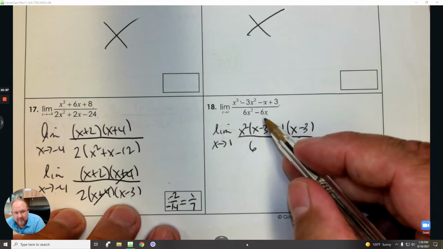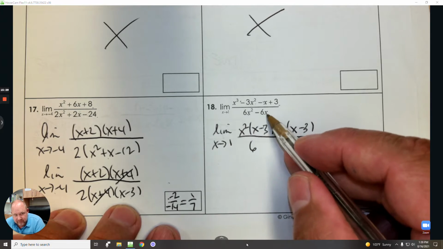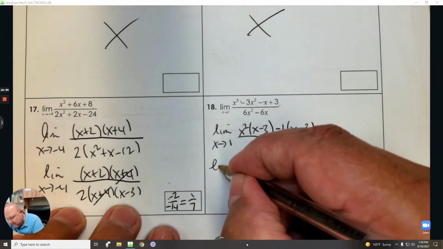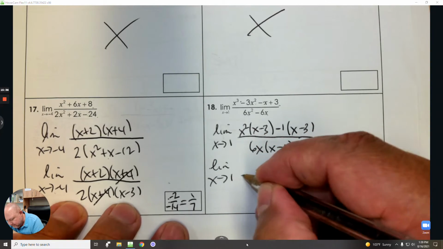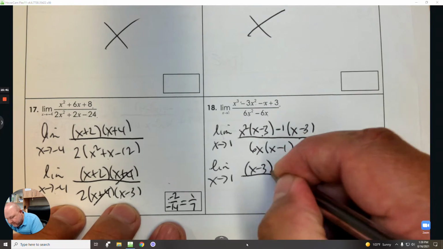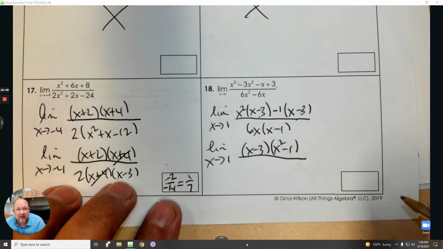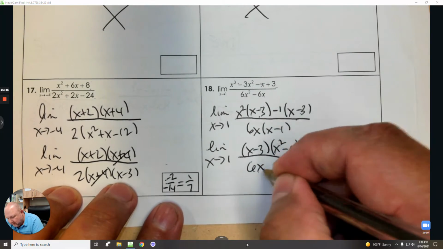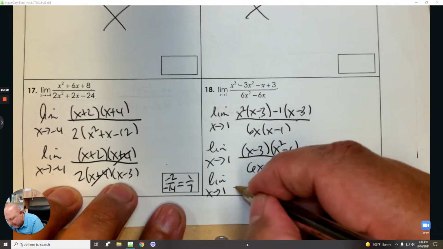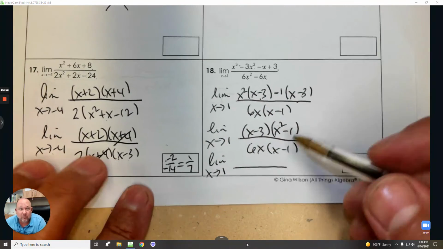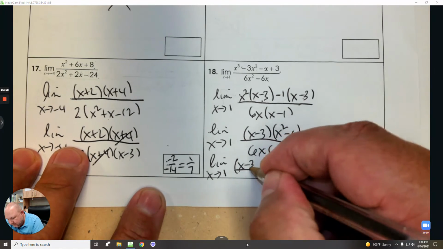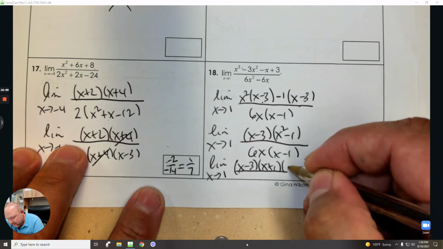When I look at the denominator, there's a common factor of 6x. Now I'm going to continue to factor. So x subtract 3, and what's left over is x squared subtract 1. The denominator is already fully factored. One more step in the numerator. X squared subtract 1 is a difference of squares. So the square root of x squared and the square root of 1. So we have x subtract 3, x plus 1, x take away 1.